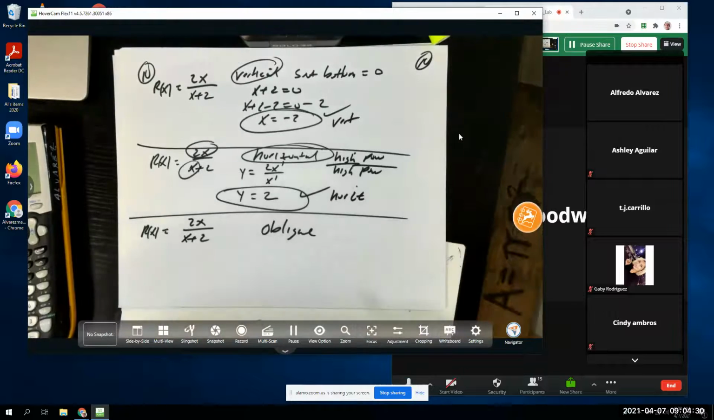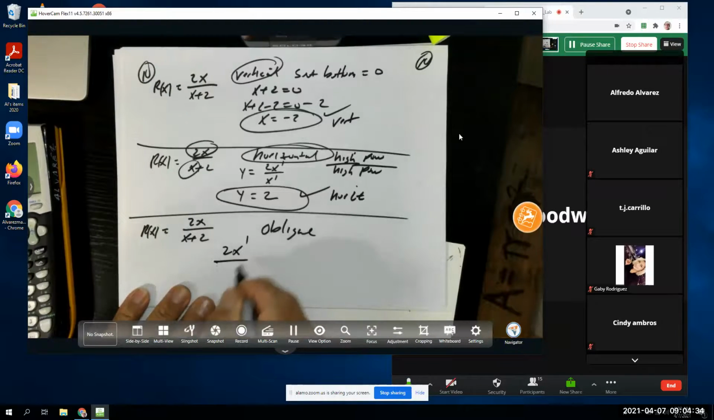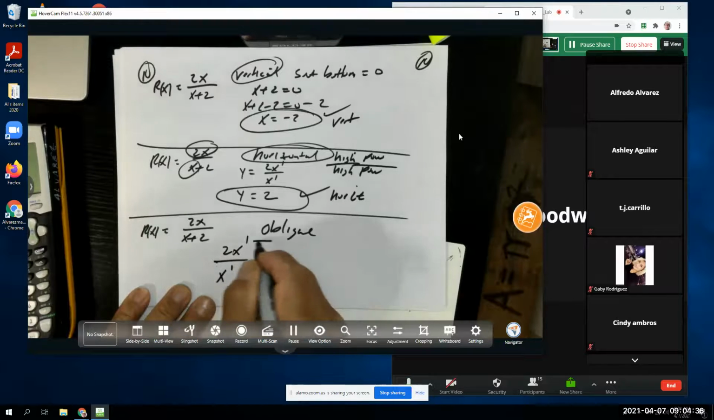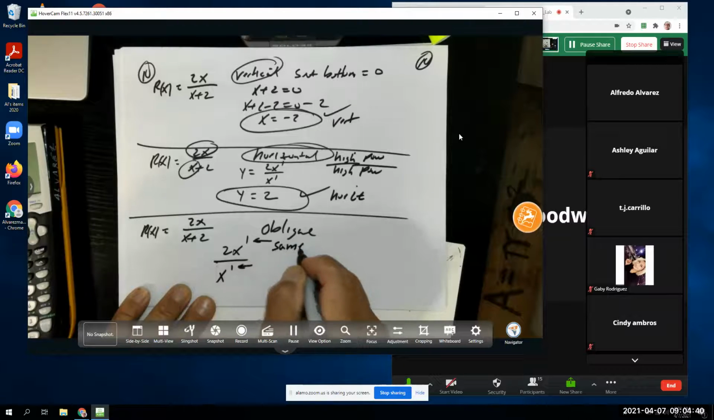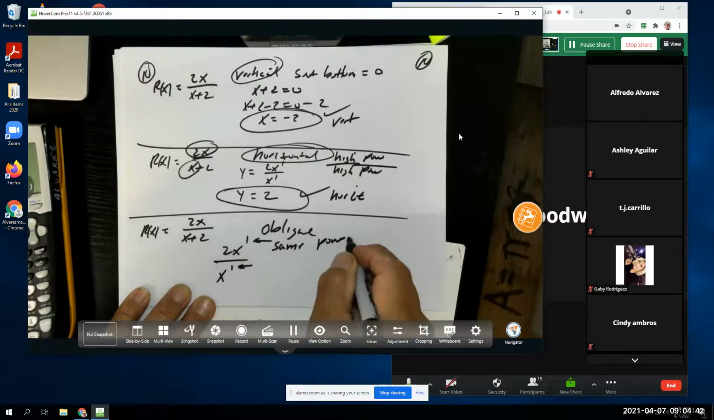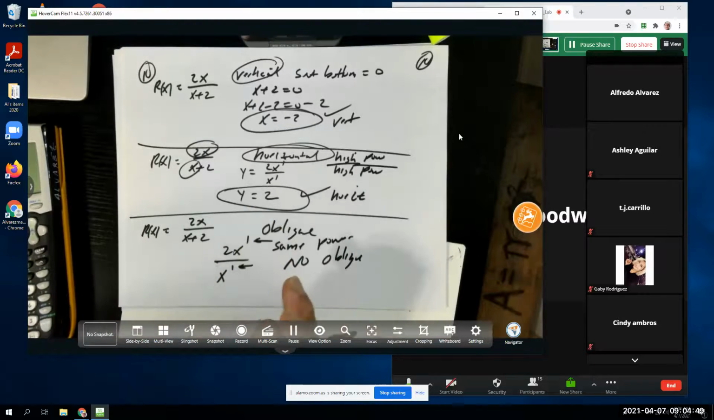Okay, so now oblique. Because the power on the top is the same as the power on the bottom, since those are the same power, you say no obliques, and it's always going to be this answer. Okay, it has a vertical, it has a horizontal, but this one, because the powers are the same, don't worry about it. There's nothing there to worry about.